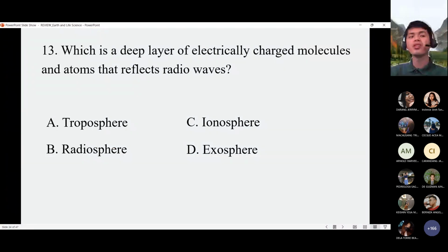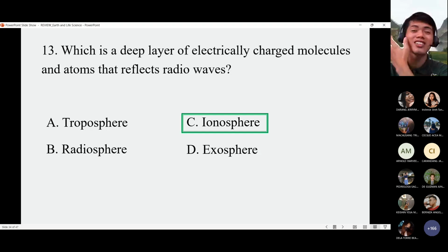Now, let's move on to the next question. Which is a deep layer of electrically charged molecules and atoms that reflects radio waves? Ano kaya to? Is it troposphere, radiosphere, ionosphere, exosphere? A, B, C, or D? Ayan, B, A. May radiosphere ba? Ayan, C, B. Ayan, A bang sagot diyan? Tingnan natin. C, C, okay. Yung iba tumama, letter C.